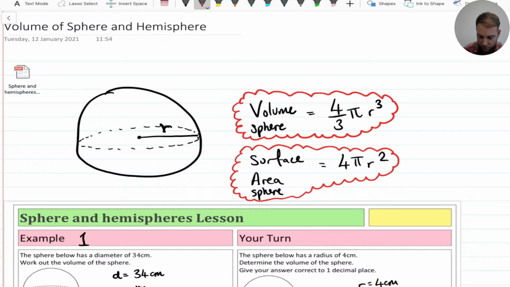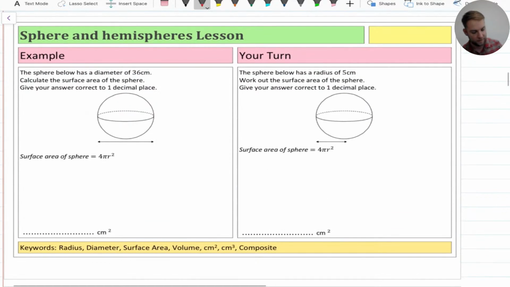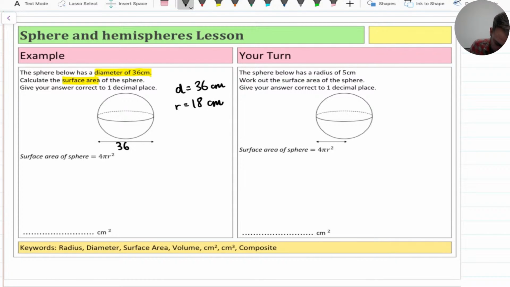So get that one down, and then we're going to continue, have a go at this one here. So the sphere has a diameter of 36. Calculate the surface area this time of the sphere. So straight away, let's write down what this diameter is, 36. So my diameter is equal to 36 centimetres, which means my radius is going to be half of that, which is 18 centimetres. We write down the formula for the surface area, which is surface area is equal to 4 pi r squared.